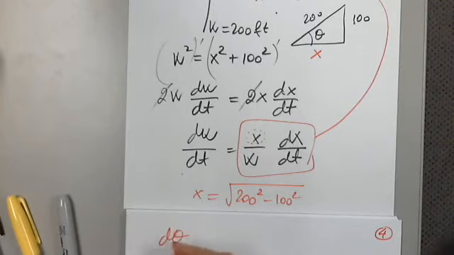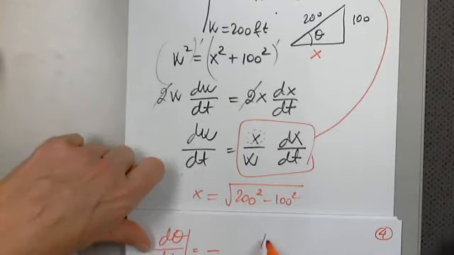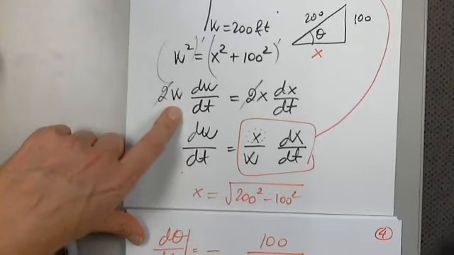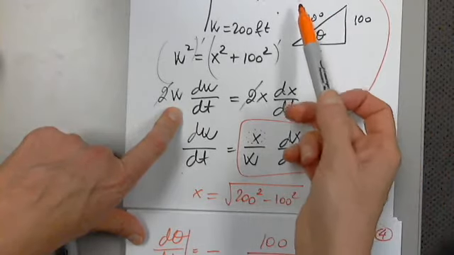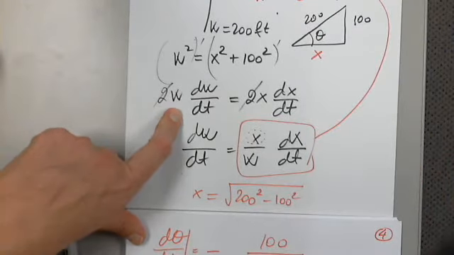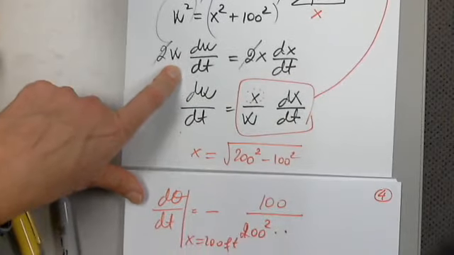So finally, dθ over dt, when w is 200 feet, is negative 100 over 200 squared times cosine. So this is cosine of pi over 6, which is the square root of 3 over 2.